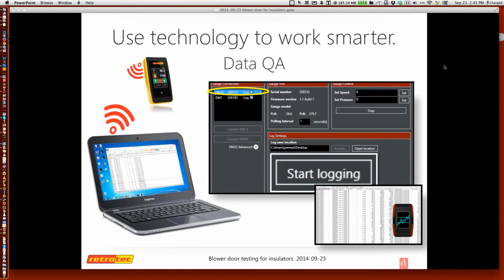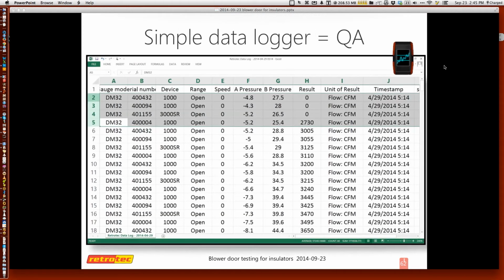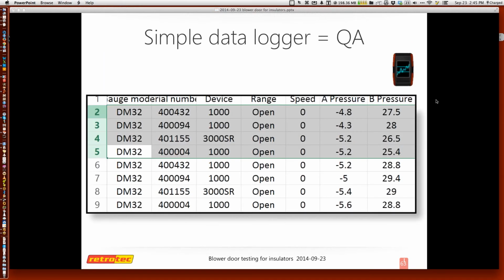And here's one way to show him exactly what you achieved. So I got my gauge going. I start logging. I stop logging, and it will show me the results in a CSV file, so it looks like an Excel sheet. I can do multiple gauges. It gives me the serial number of the gauge. So here I had 4 gauges together at one time, and it gives me all of the results from pressure A to B, or the results in CFM, or if I had air changes per hour.